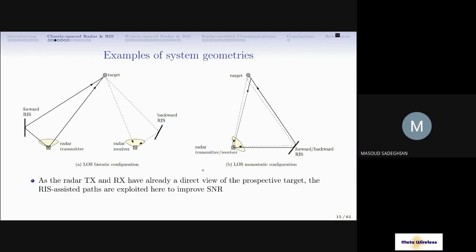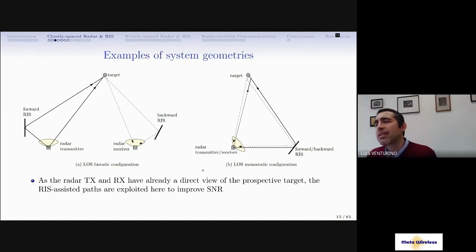Now this is just a high level description of some possible configurations that we have. On the right side of this slide, we have a similar setup, except for the fact that the radar transmitter and the radar receiver are co-located. So in this case, we can still have a forward and/or a backward RIS, which are helping either the radar transmitter or the radar receiver or both.